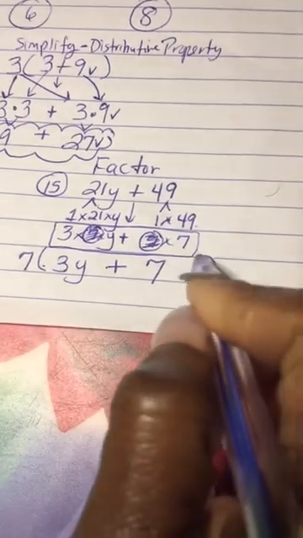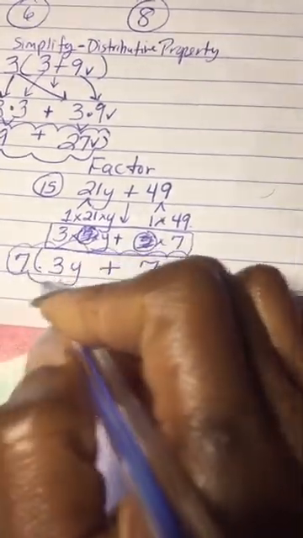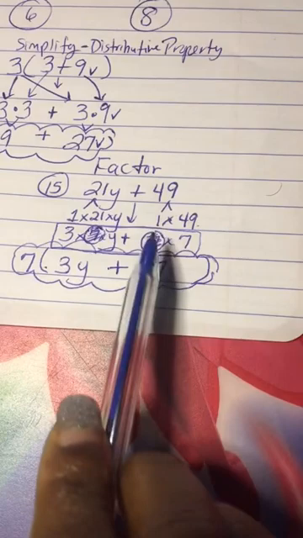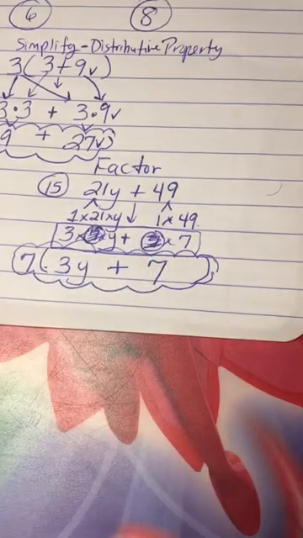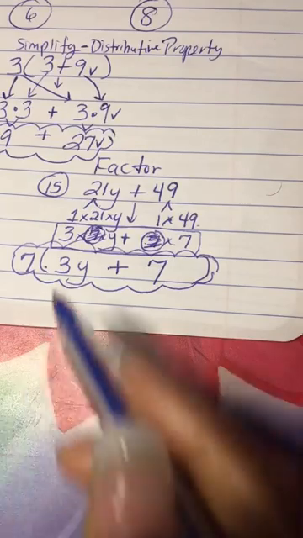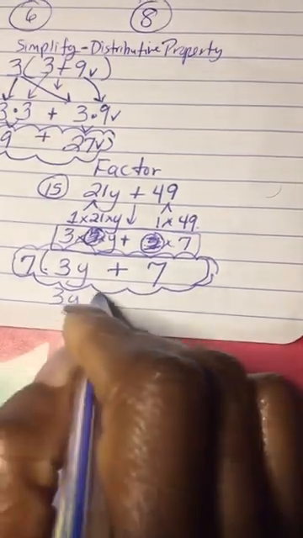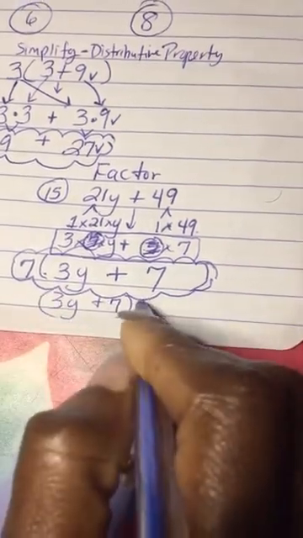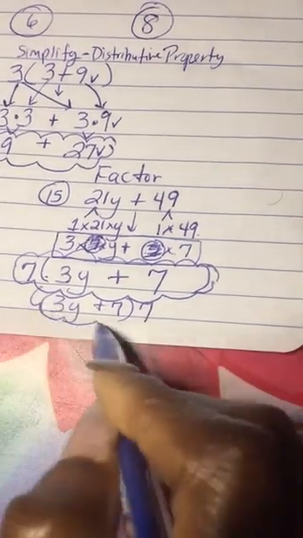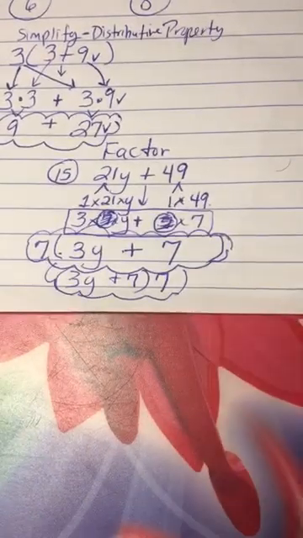This is your answer. This is how you factor. You take out like factors, and everything else that's left, you just leave inside the house, or inside the parentheses. If you wanted to put the 7 in the back, that's perfectly fine as well.